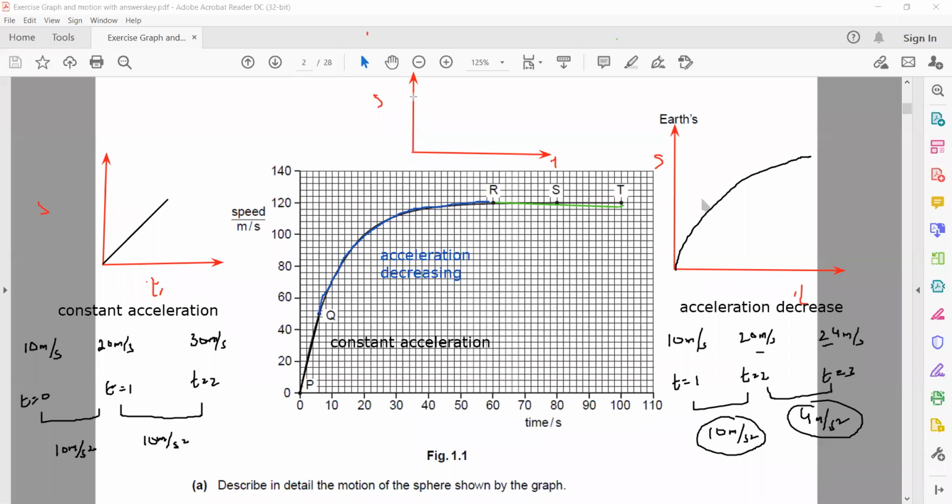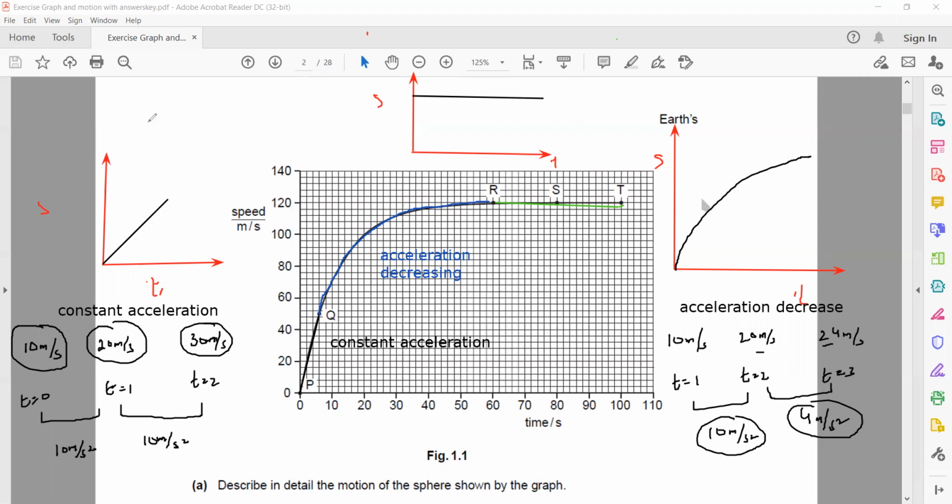Sir, I have a question. In the first part you wrote constant acceleration, so what about the speed? Speed will not be the same, because speed is increasing. You can see here, first it was 10, then speed became 20, then 30. So speed is increasing, but because it is increasing at a constant rate, that's why I use the term constant acceleration. Acceleration refers to change in speed or velocity.